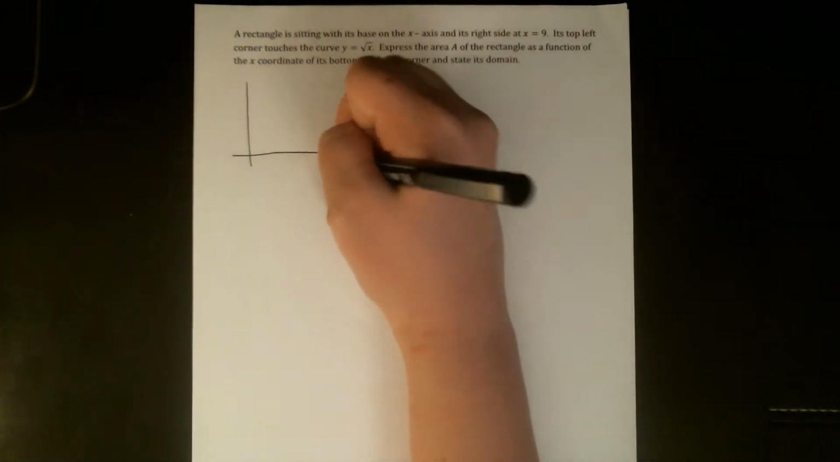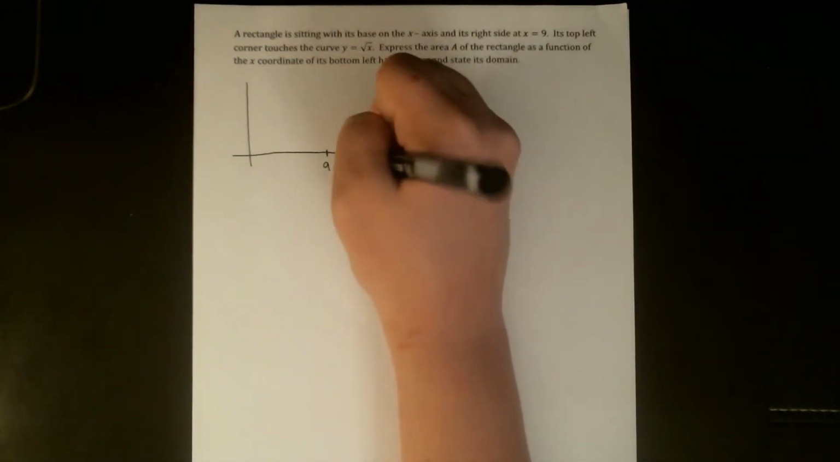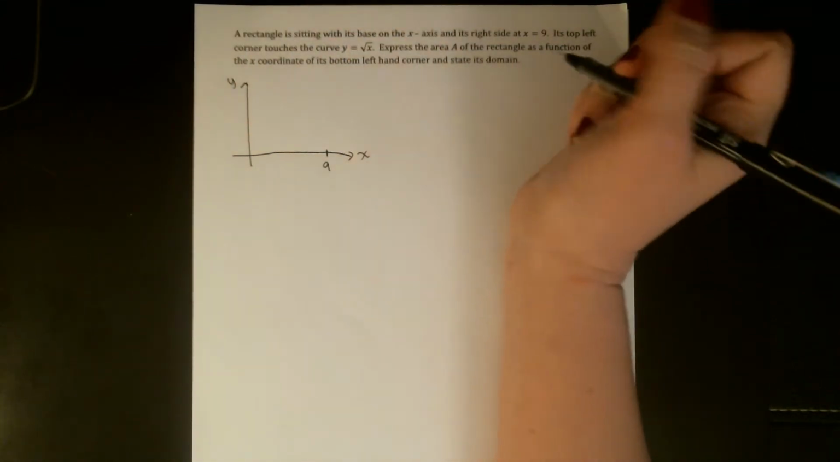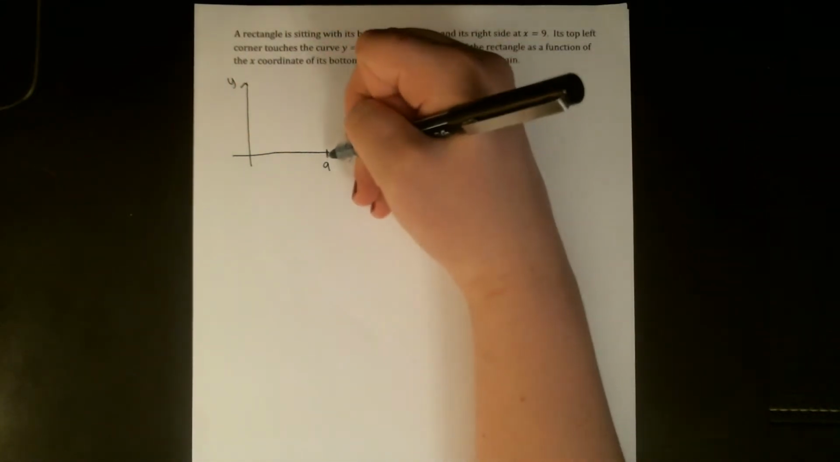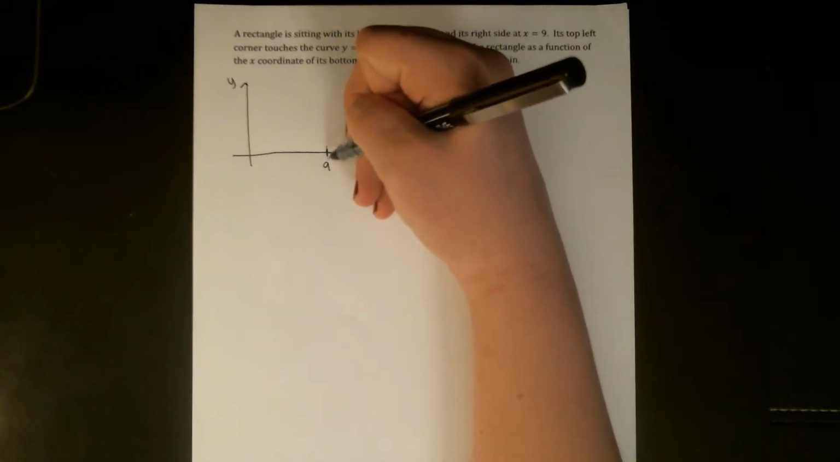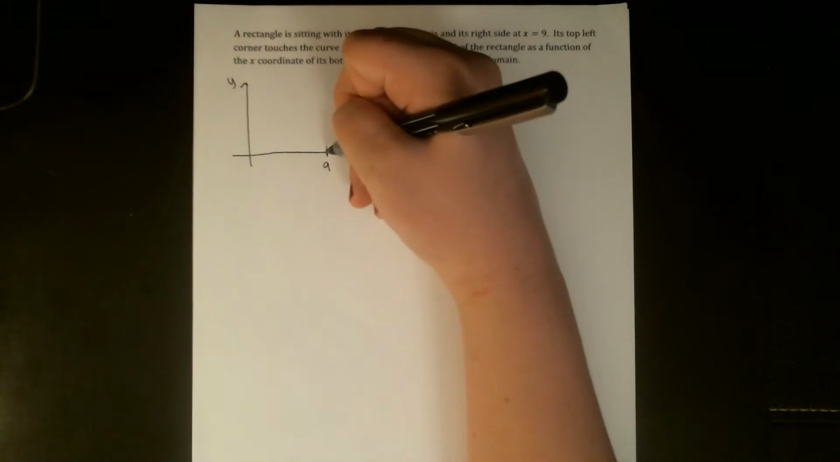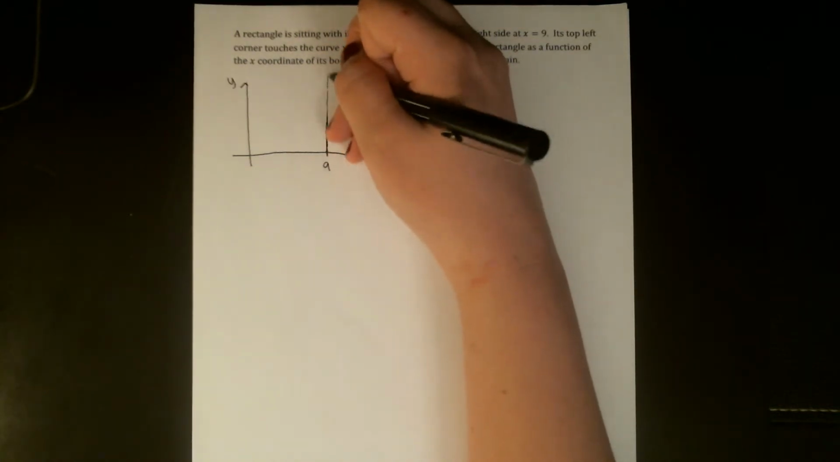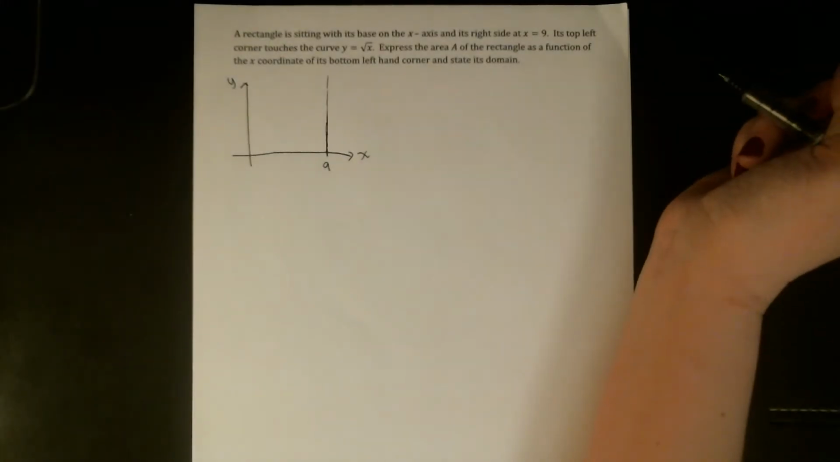so that its right hand side is sitting at x equals 9. So x equals 9, when you see that, you want to think not only about this x coordinate, but x equals 9 is actually the equation. So if we're in the xy plane, it's the equation of a vertical line. So we have one side sitting along this vertical line.